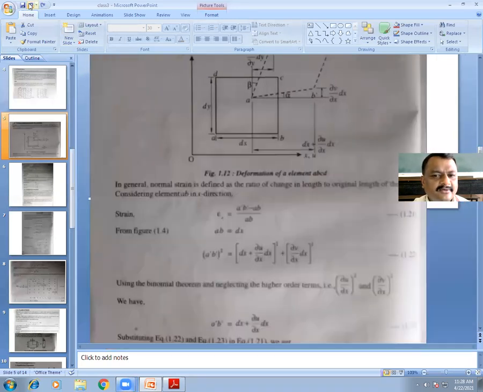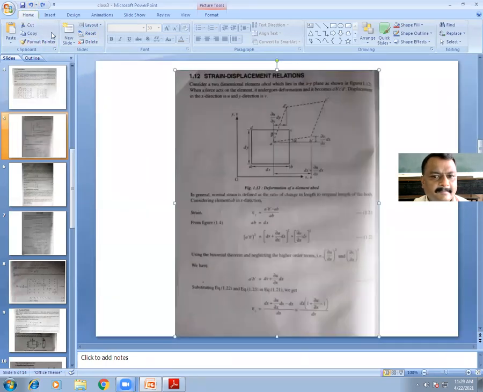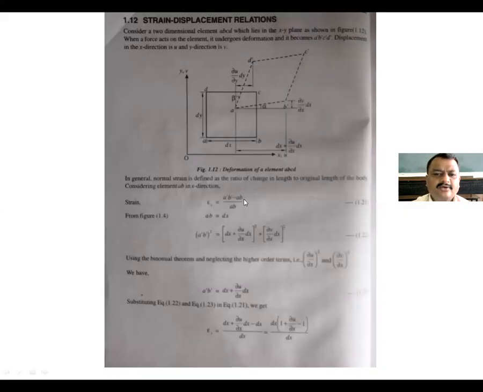I'll now come back to the original direction. Now look into this. Strain epsilon x equals a dash b dash minus ab. A dash b dash is what? The new position of the length ab. A dash b dash is this distance. A dash b dash minus ab, the original length, that is this length, divided by ab. So if I write accordingly, ab is nothing but our length dx.